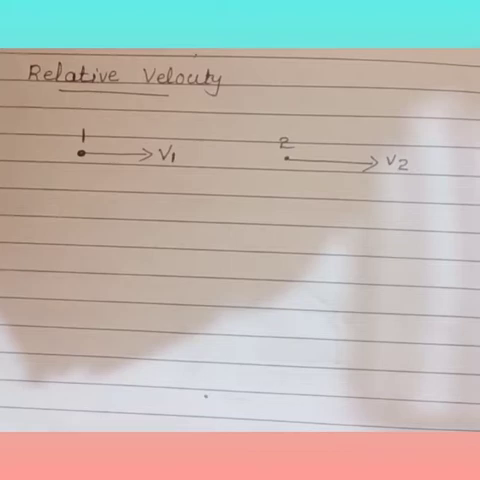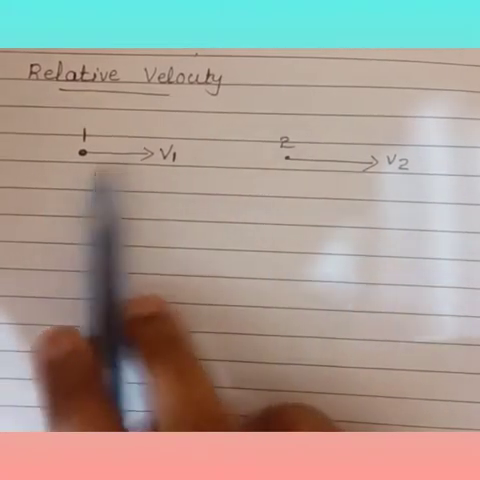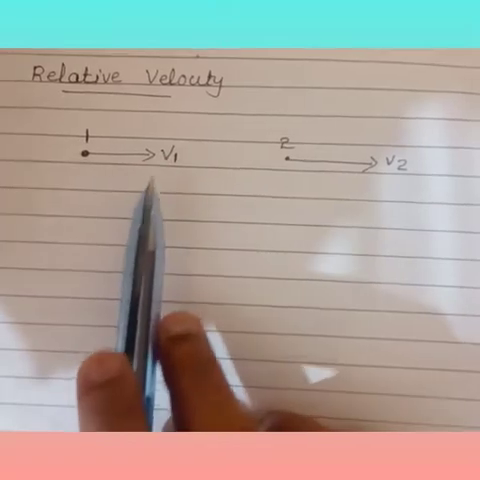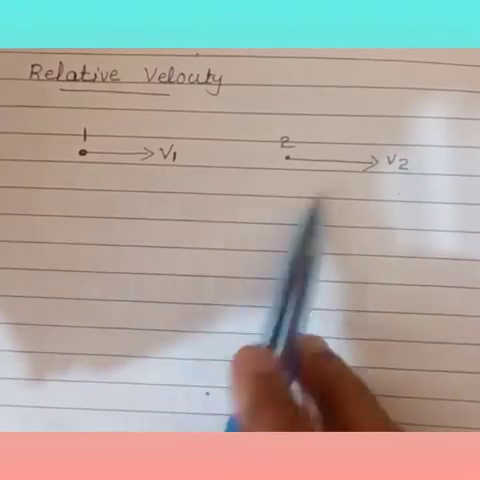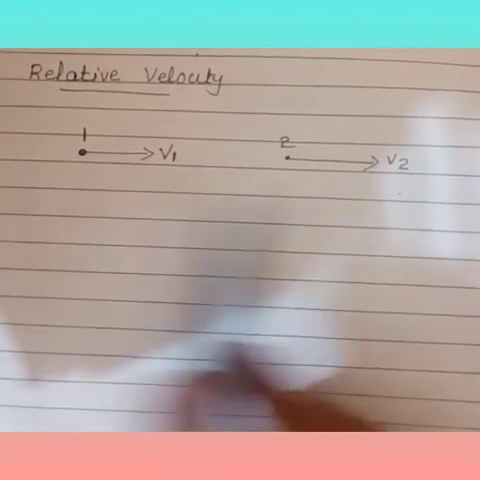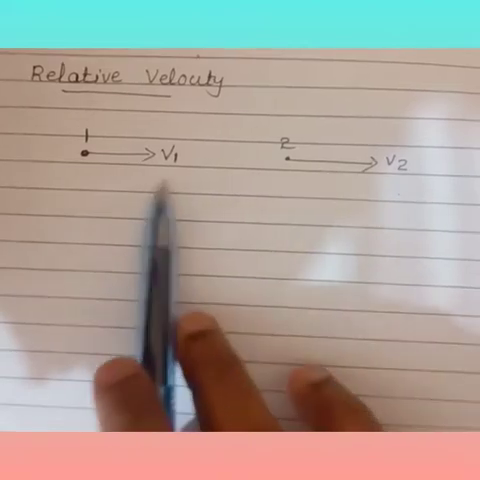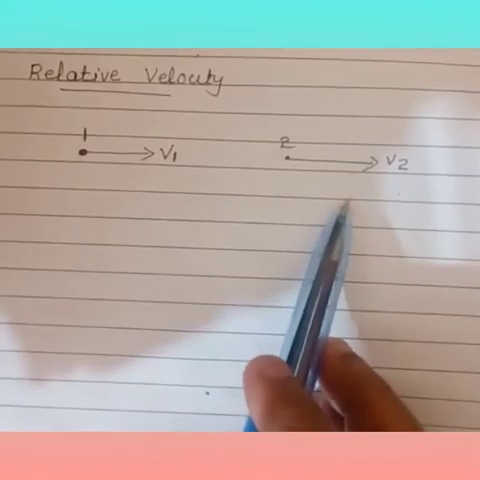Next, you have to find the expression for relative velocity. Here we consider two objects 1 and 2, with velocities v1 and v2. We consider the objects 1 and 2 moving along the same direction with constant velocities v1 and v2.